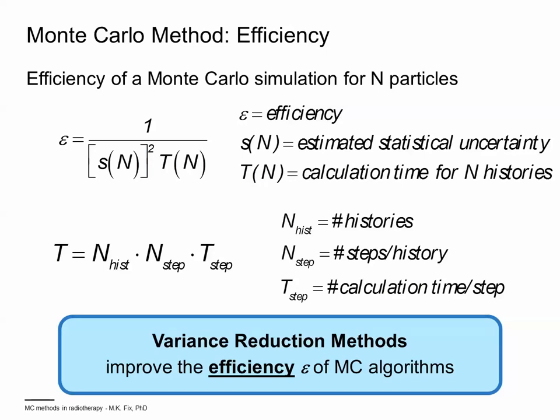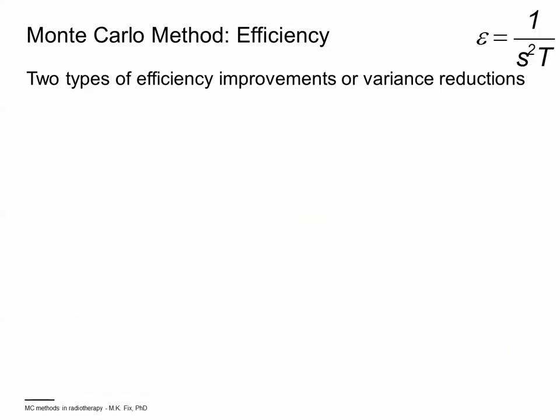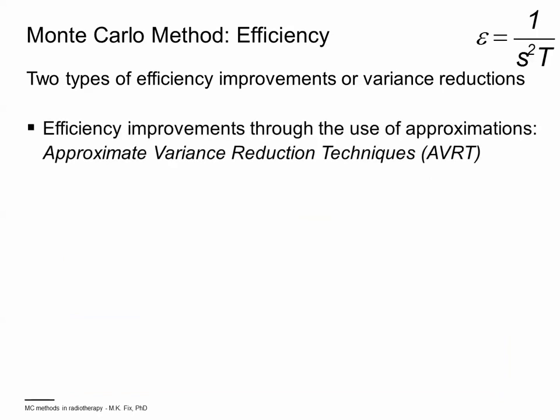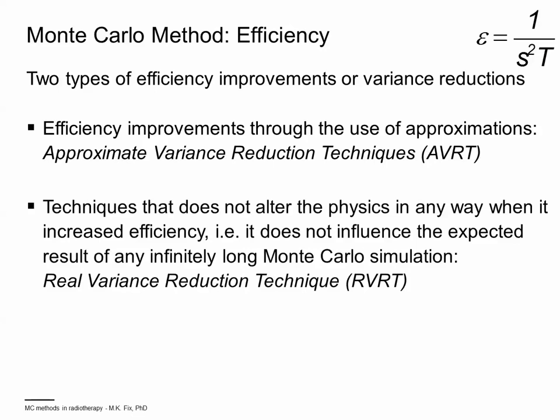Basically, there are two different types of variance reduction methods available. The first one is efficiency improvements through the use of approximations, which are the approximative variance reduction methods. Then there are those techniques that do not alter the physics in any way when they increase efficiency. That means they do not influence the expected result of any infinitely long Monte Carlo simulation. Those are called real variance reduction methods.